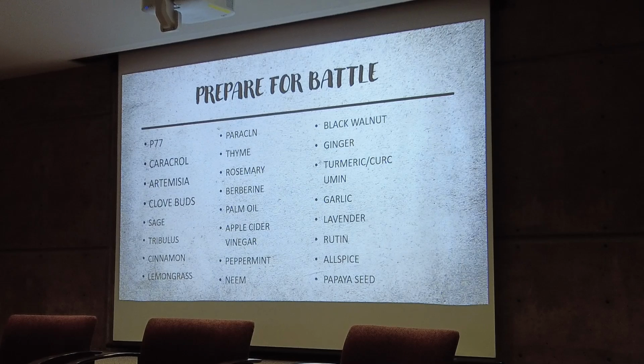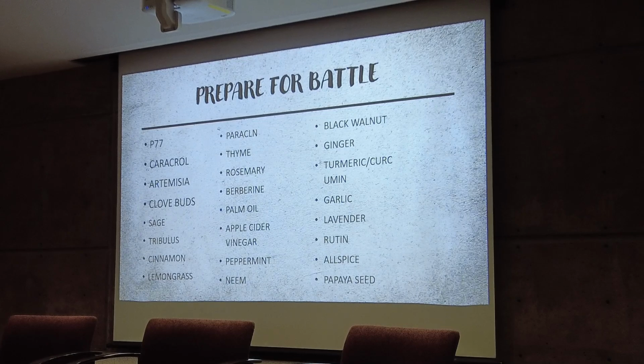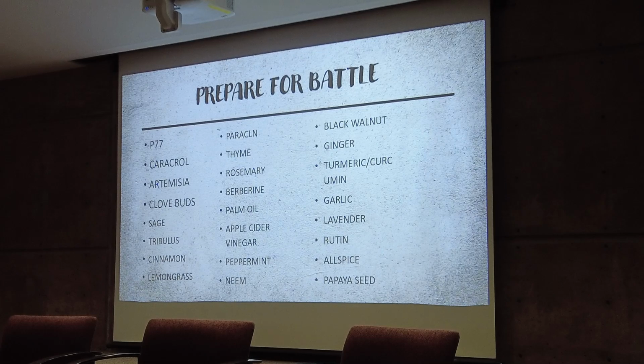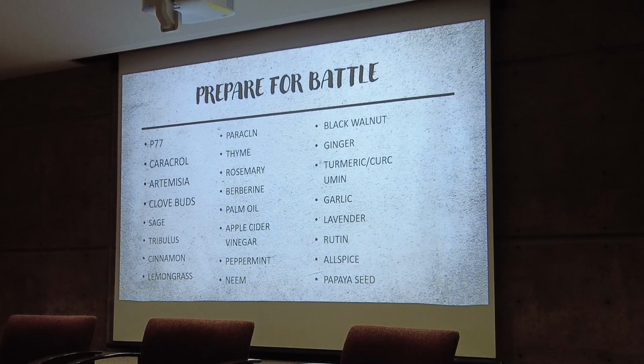Artemisia, the wormwood, and also the black walnut. There's black walnut up there. Sage and tribulus, cinnamon and lemongrass. Paraclean is a combination of the black walnut, cloves, and wormwood. The thyme and rosemary, berberine, palm oil, apple cider vinegar, peppermint, neem, black walnut we mentioned again, ginger, turmeric or curcumin, garlic, lavender, rutin, allspice, and papaya seed.